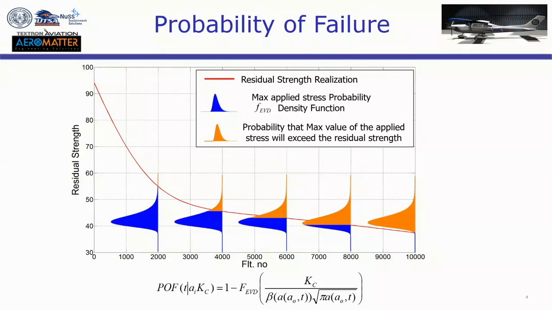But residual strength is not always the same. Residual strength can change. Why? Because fracture toughness changes, because we have variation on geometry. So this curve shifts up and down every time that we try to solve this problem, okay?